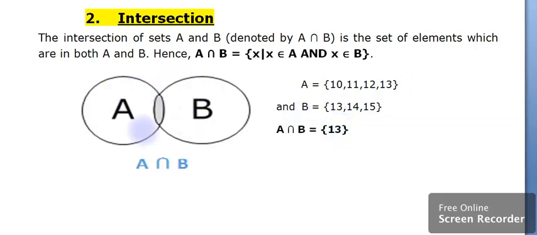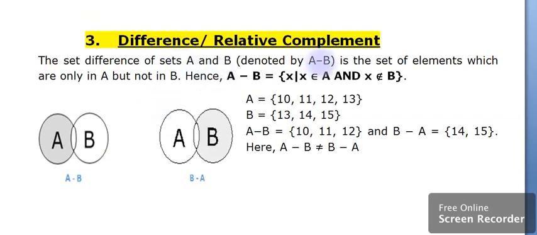See this Venn diagram. This portion is common to set A as well as set B, and this is given by intersection. Next is the difference, or relative complement. The difference is given by the symbol minus, A minus B. A minus B is the set of elements which are only in A but not in B. So it must be a member of set A but should not be a member of B. See this diagram, A minus B.